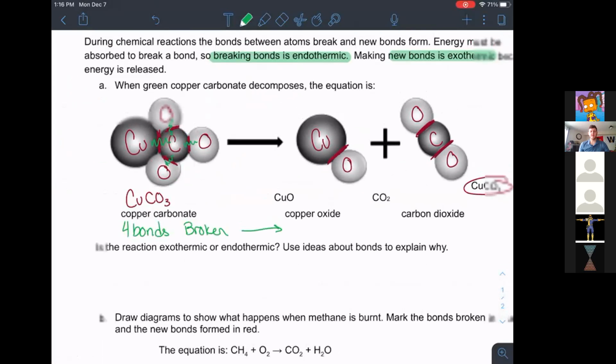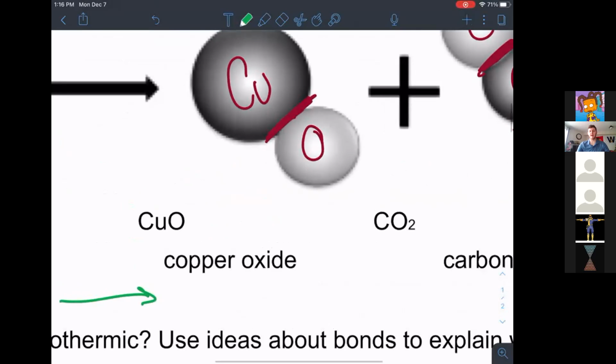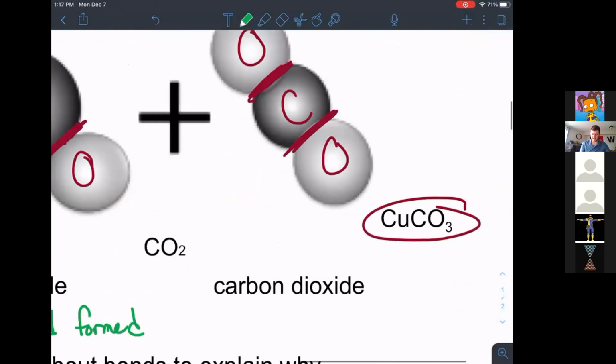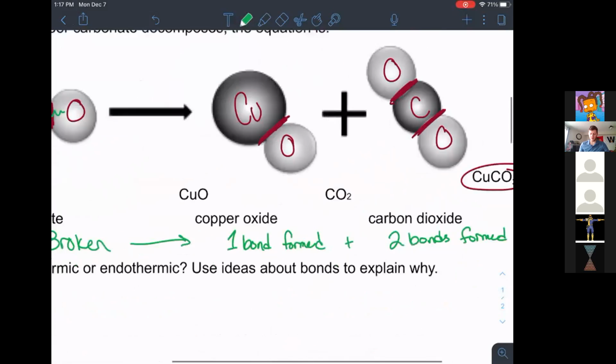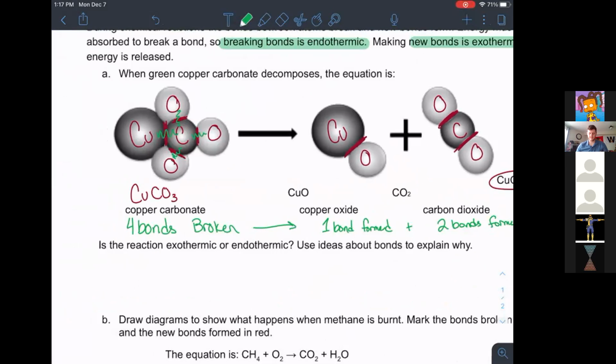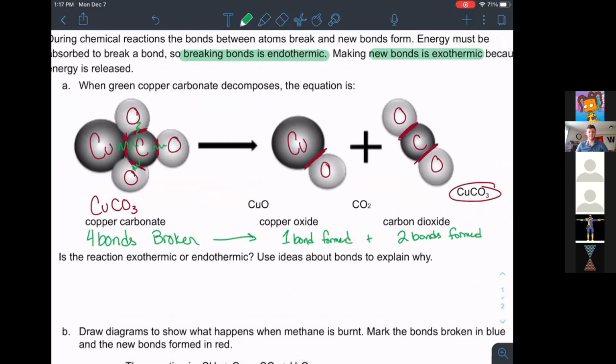Our product side. How many bonds were formed on this compound, copper oxide? 1. We formed 1 bond. And how many bonds were formed on our carbon dioxide? 2. All right. So how many total bonds did we break? 4, right? We broke 4 bonds. Perfect. Just this first one. And how many did we form or make? 3. We only made 3 bonds.